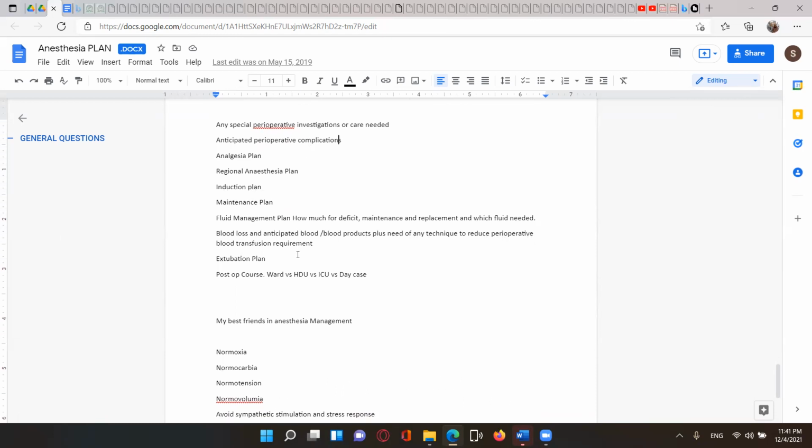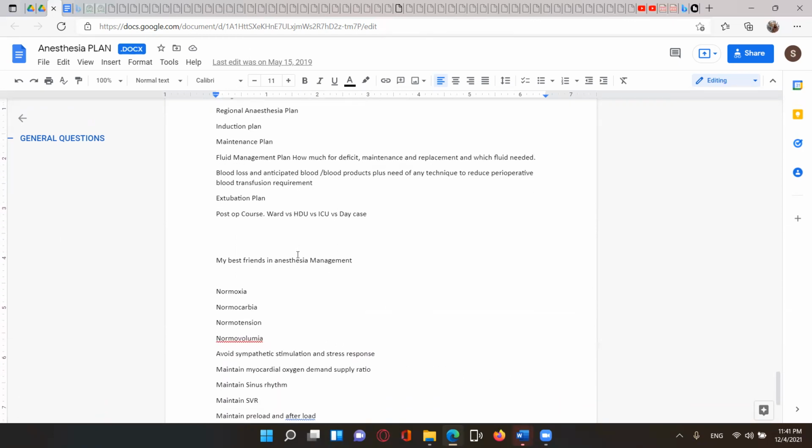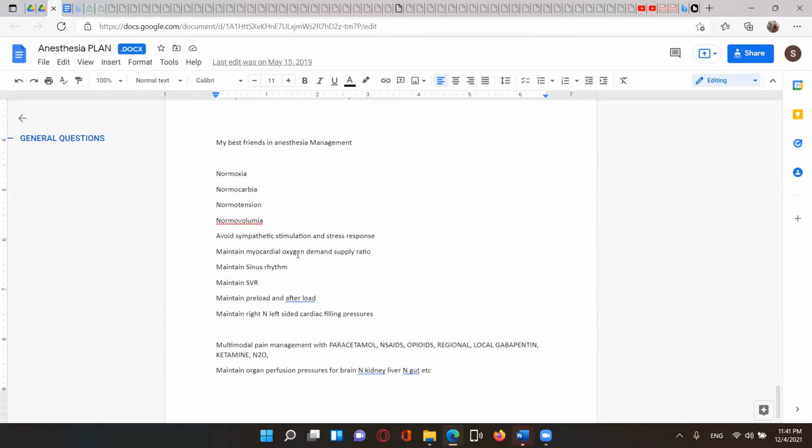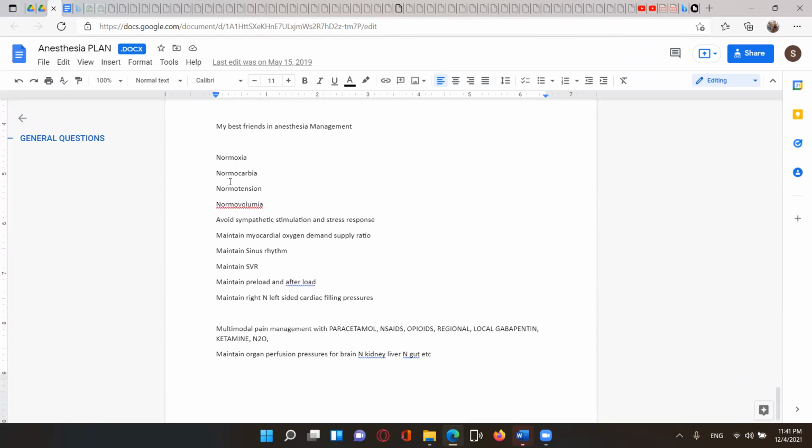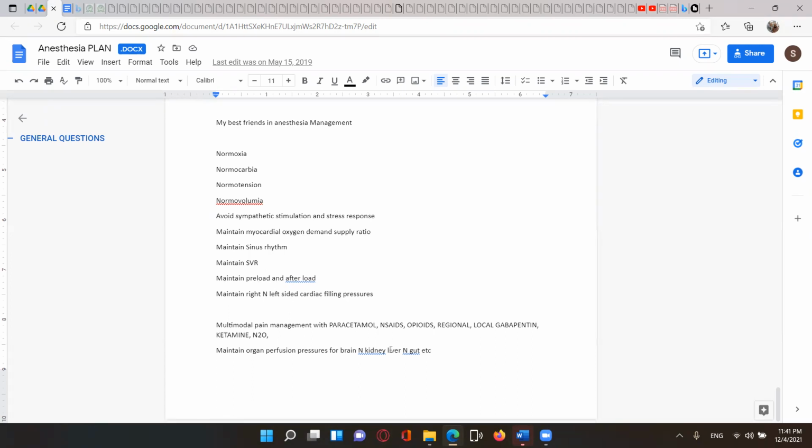And maintenance plan with blood loss, this I think we all discussed. So these are my best friends: normoxia, normocarbia, normotension, normovolemia, avoid sympathetic stimulation and stress, maintain myocardial oxygen demand supply ratio, maintain sinus rhythm, maintain SVR, maintain preload and afterload, maintain right and left sided cardiac filling pressures, multimodal analgesia, and maintain organ perfusion pressure. So I think that's what you wanted, Rabia.